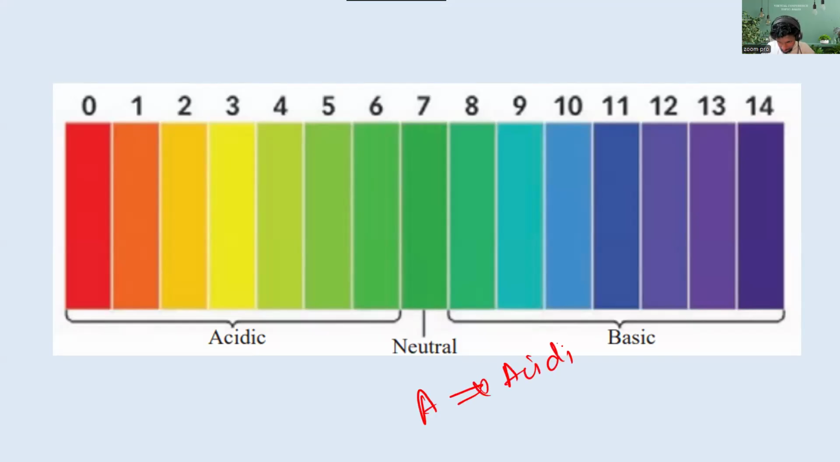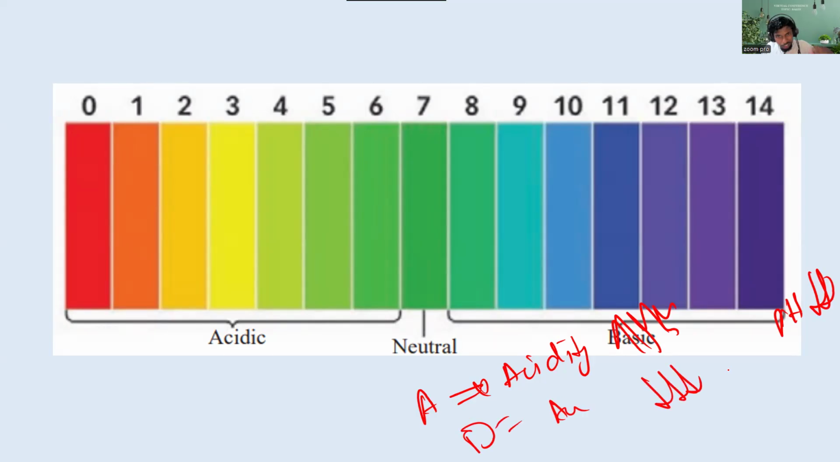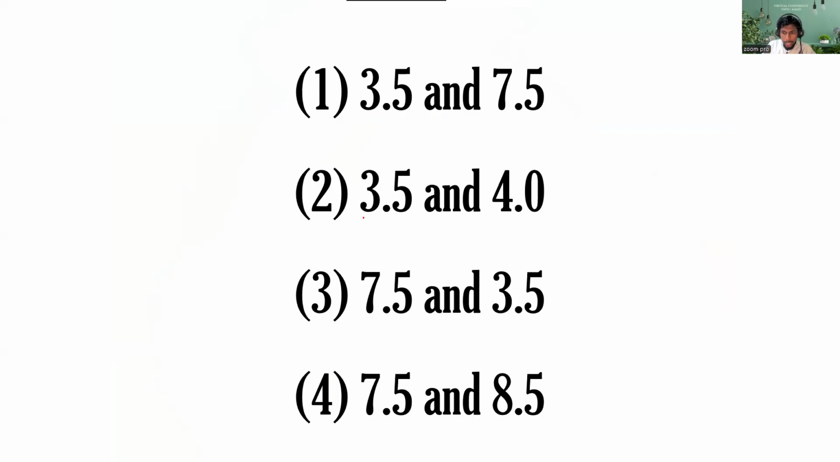Acidity is high. If the acidity is high, the pH value will become low, right? Okay. And in the D part, the acidity is low. So when the acidity is low, the pH will become high. So the answer: low and high, right? Low and high. What is the answer? Low and high. So this one, that is wrong.